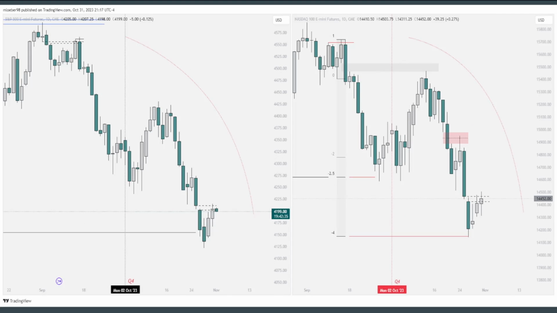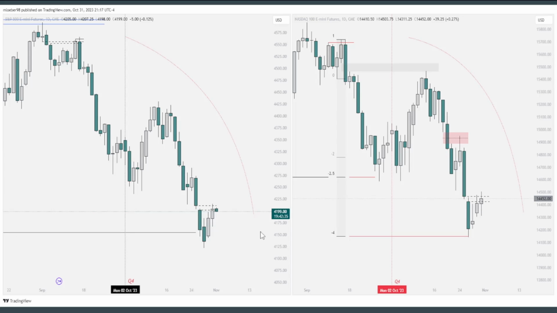So starting off, we're going to be looking at NASDAQ and the S&P 500 on our daily chart. And the first thing that we want to recognize here is that we are in clear and obvious bearish order flow. You can see that since the start of quarter four on October 2nd, we have still been trending lower towards sell side liquidity pools.